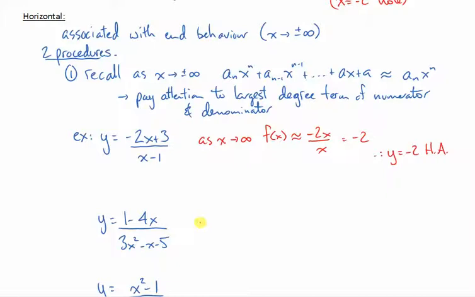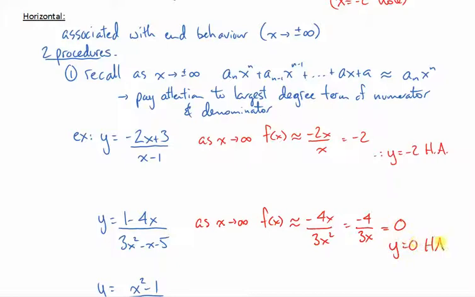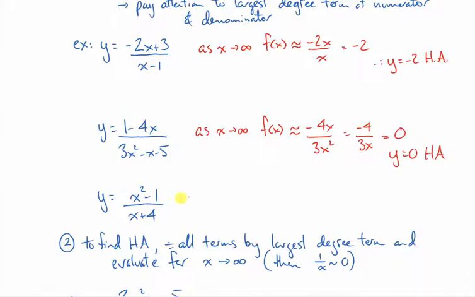In this function, as x approaches infinity, I can say that the numerator behaves like negative 4x, the denominator behaves like 3x squared, which is negative 4 over 3x. Now, consider a very large x value. The denominator is huge. 4 divided by something huge is essentially 0. So this has a y equals 0 horizontal asymptote. Third case, as x approaches infinity, f of x is essentially x squared over x, which is x, and there will be no horizontal asymptote in this case because x is growing very large. This is not bounded. This doesn't head toward a specific number. So not all functions have horizontal asymptotes.